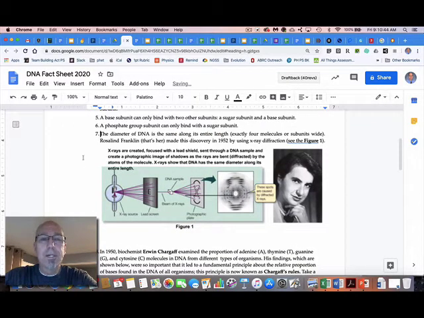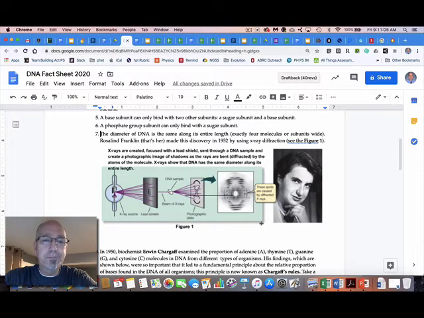The diameter of DNA is the same along its entire length. So exactly 4 molecules or subunits wide. So it's got 4 subunits across. So there's a clue. Rosalind Franklin, this is Rosalind Franklin right here, made this discovery by using X-ray diffraction.